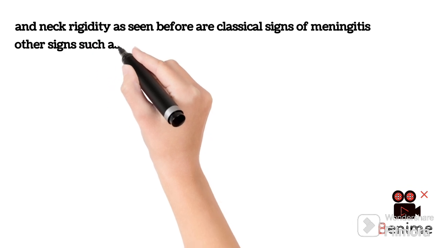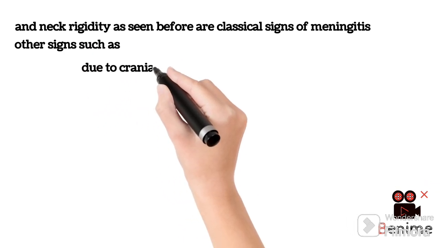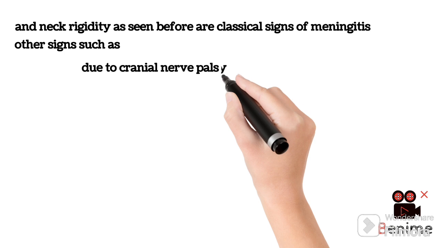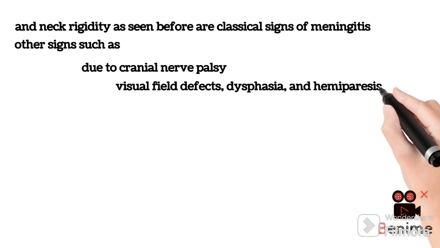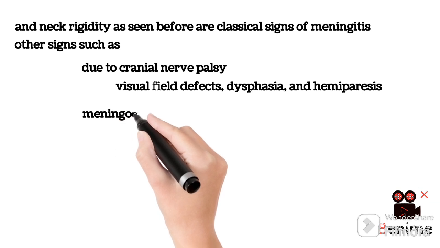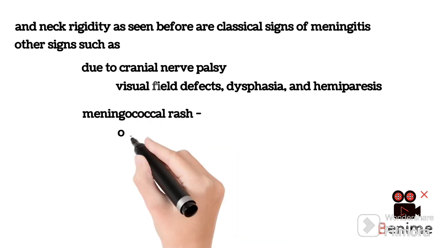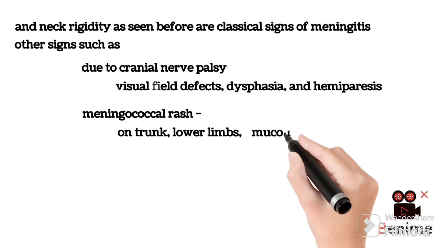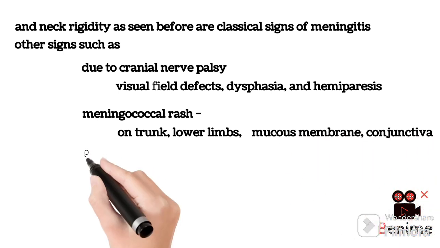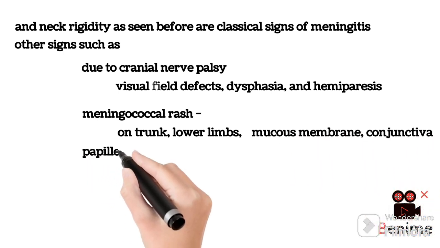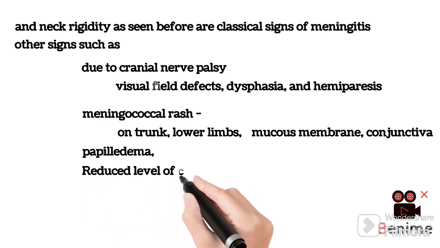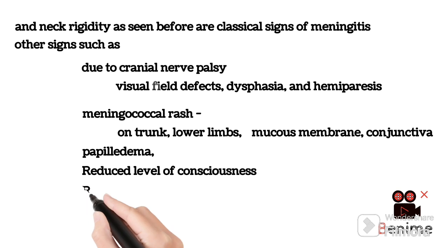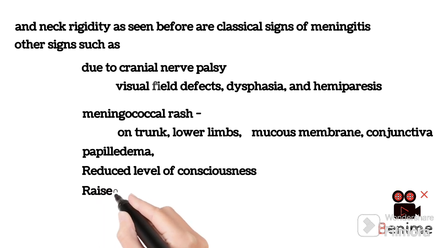Other signs, such as signs due to cranial nerve palsies, that is visual field defects, dysphasia, and hemiparesis. Meningococcal rashes on trunk, lower limbs, mucous membranes, conjunctiva. Papilledema is also seen. Reduced level of consciousness. Raised ICP, intracranial pressure.